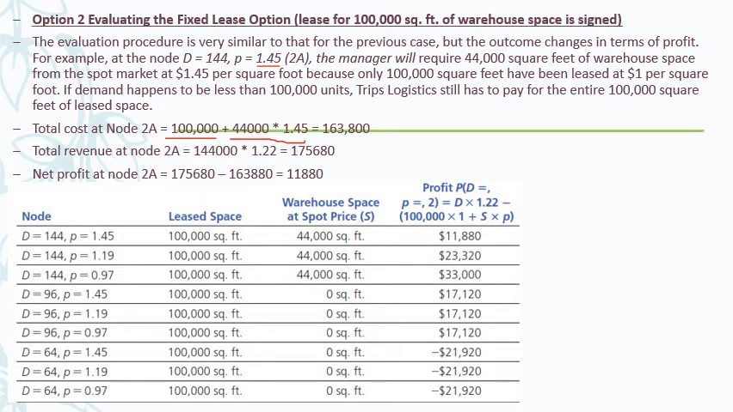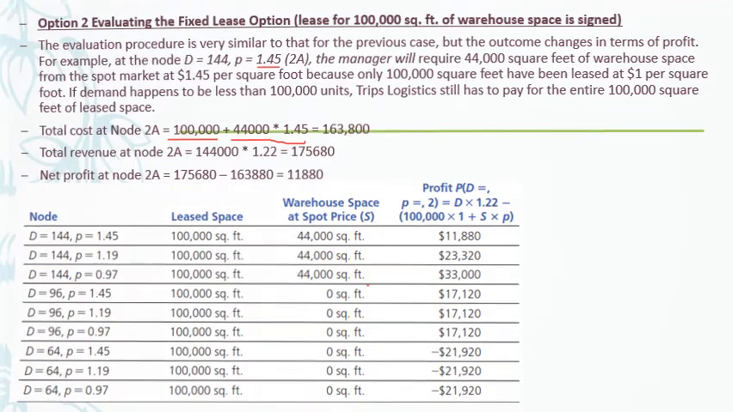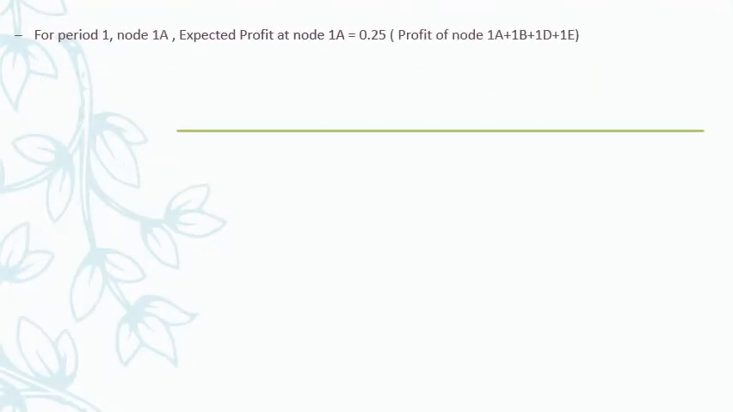Similarly, we will calculate the profit for all the other nodes. So first calculate the revenue, then calculate the cost. Cost incurred, whatever the prevailing price you have and how much extra space you want, based on that you have to calculate. For example, let me take, okay, now let us continue our calculation for period 1A.